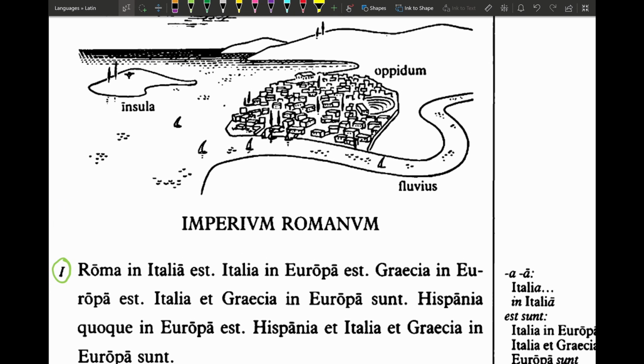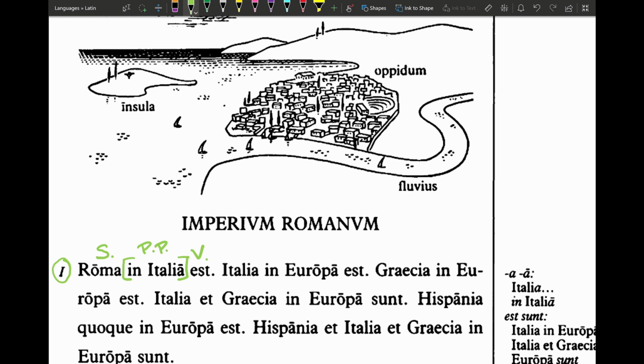So we already diagrammed this sentence, but we'll do it again. Subject, our verb, and then our prepositional phrase. Notice the verb right here, est. We're going to see it change in a few minutes when we get further down the paragraph. Let me read this for you. Roma in Italia est. Rome is in Italy.